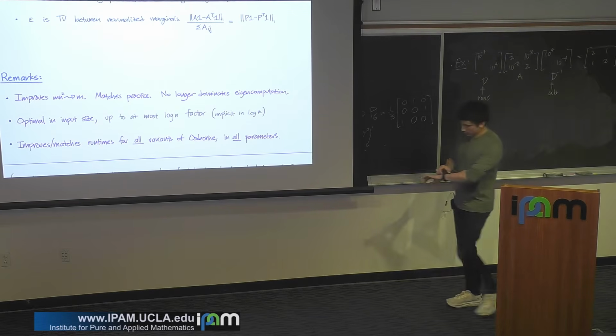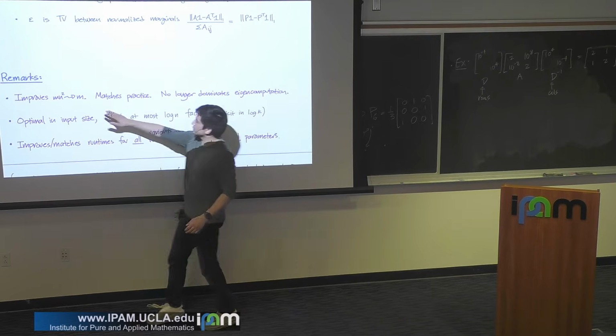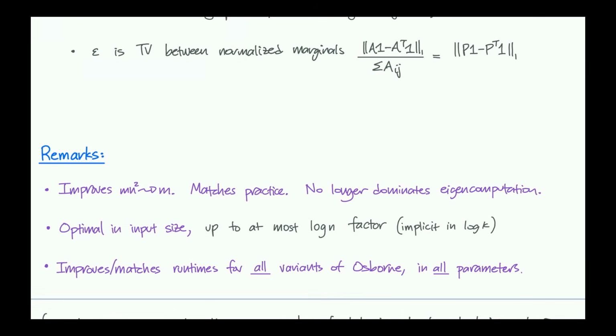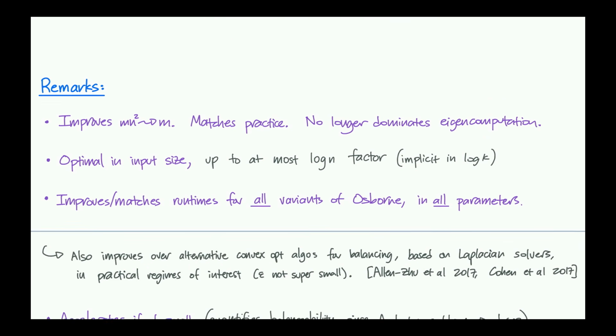This improves m n squared to m, matches practice, and no longer dominates eigencomputation. We call this near linear time because the log kappa has implicitly a single log n. That's the only extra factor beyond the linear runtime. And I'll mention this also improves or matches all other variants and all parameters.